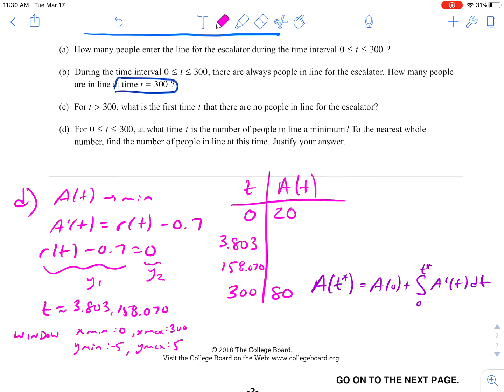What I can now do to calculate the total number of people at time whatever is use this. Basically, I'm punching in 20 plus the integral from 0 to 3.803 of this thing, which again was the R function minus 0.7. You've got to take a moment to be careful to punch that in. Then you're going to repeat with an upper bound of 158.070. I recommend that you take a moment to punch it in to make sure you're getting these numbers.